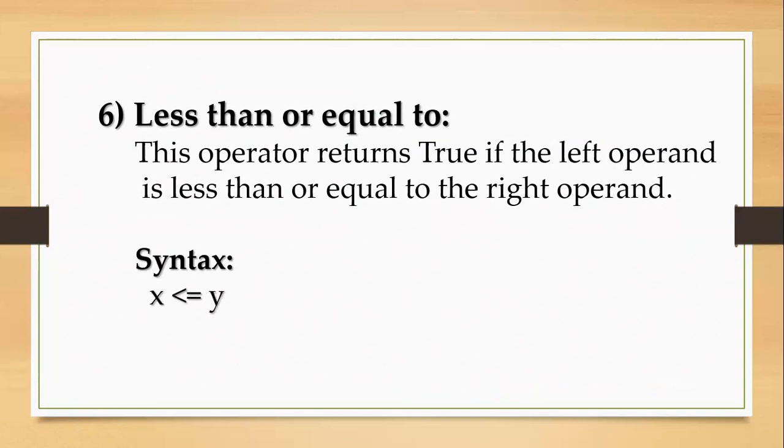The sixth operator is less than or equal to operator. This operator returns true if the left operand is less than or equal to the right operand. The syntax of less than or equal to operator is x less than symbol equal to symbol y.